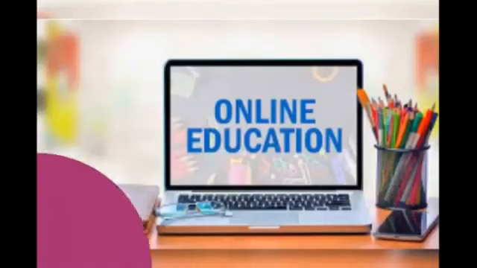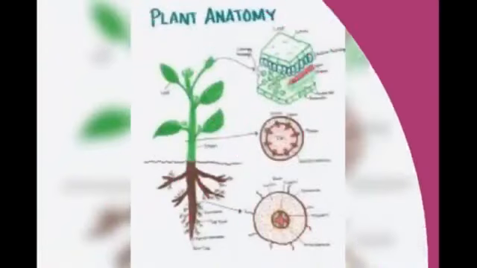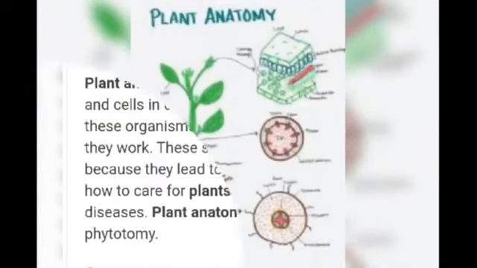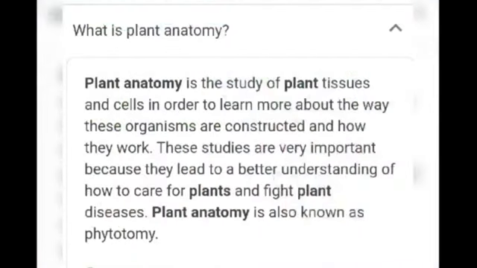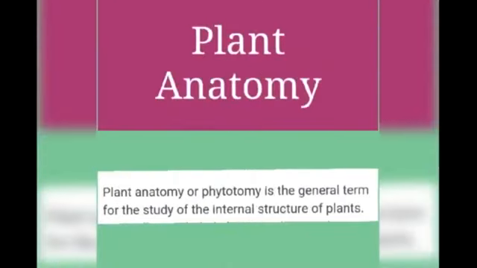Understand what plant anatomy is. Plant anatomy is a branch of science which deals with the study of internal organs. A plant consists of various tissues present inside. It is a study of plant tissues and cells in order to learn more about how organisms are constructed and how they work. In a shorter form, plant anatomy is known as phytotomy. It is the study of the internal structure of plants.